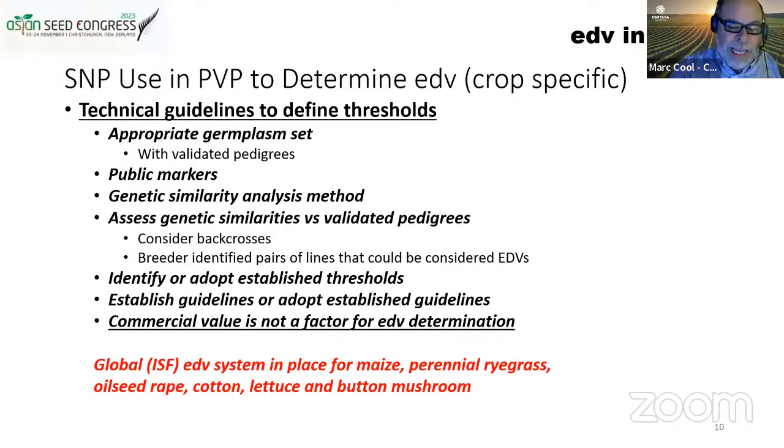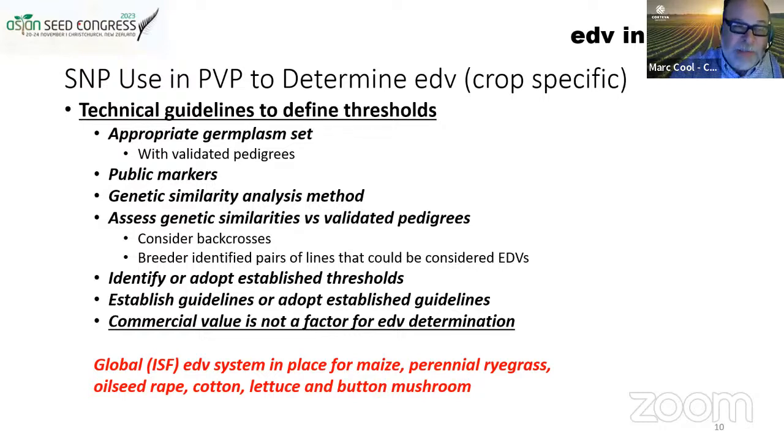So how do you see if they're close, a little bit the same or far apart? As again, Dr. Han, I'm glad I dialed in to see that. As Dr. Han mentioned, there are a number of molecular marker techniques you can use, MNPs, SNPs, SSRs, etc. Importantly is the comment that these are crop specific. So in order to develop a EDV test, you must develop a technical guideline which has thresholds.